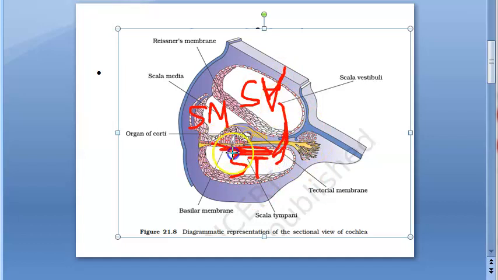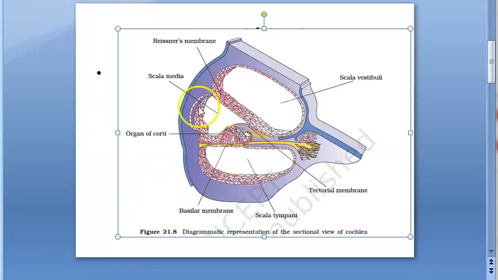At that time what will happen? The basilar membrane will move, correct? And here you have the organ of Corti, in the scala media. This much, did you understand? On top, what is there in scala media? This line is Reissner's membrane. This line is the basilar membrane. And then here you have the organ of Corti.